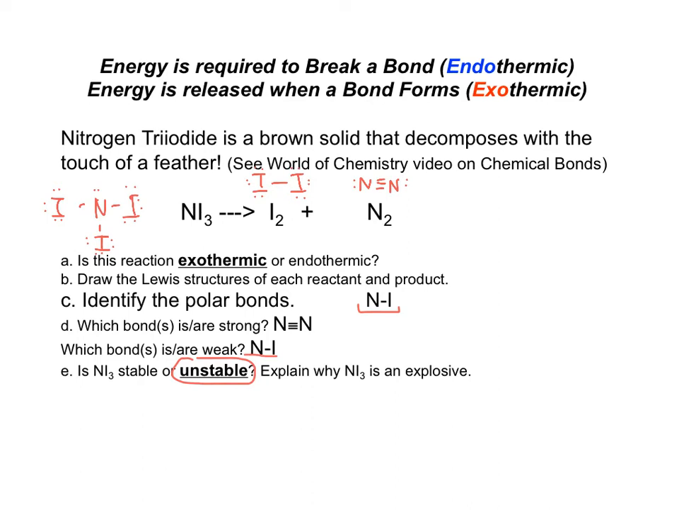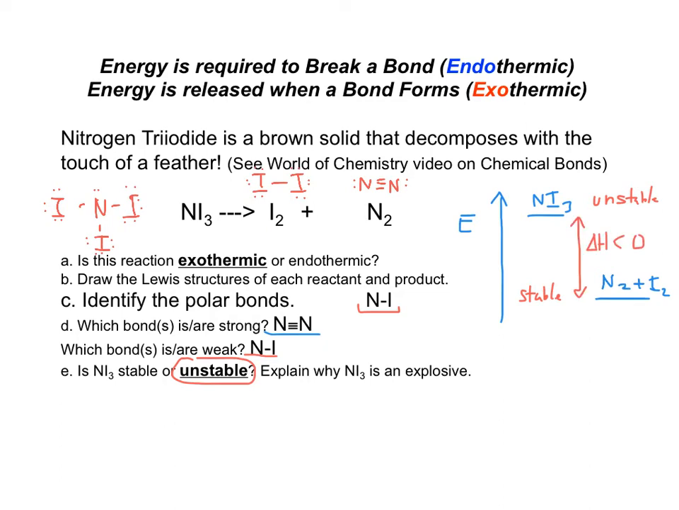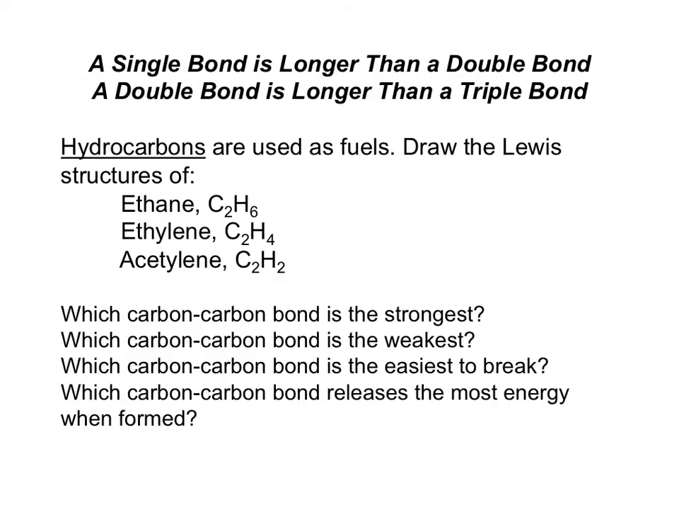In N2, the nitrogen-nitrogen triple bond is very strong and releases a lot of energy when it forms. So the unstable high-energy NI3 reactants form stable, low-energy products. That makes the reaction exothermic, and because the reaction is fast, NI3 is an explosive.